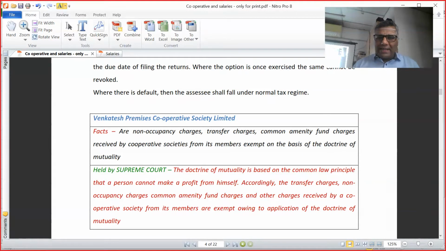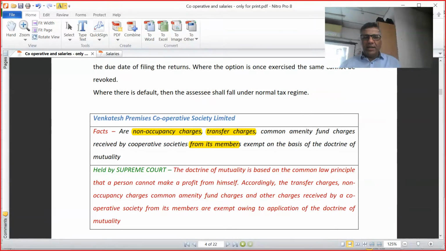One question that always comes is transfer charges. You can see the question itself, you will get the answer. Non-occupancy charges, that is, you have not let it out, so you are paying some charges. Transfer charges, one member transfers to another member. Common amenity fund charged by the cooperative society from its members. Is it exempt on the principle of doctrine of mutuality?